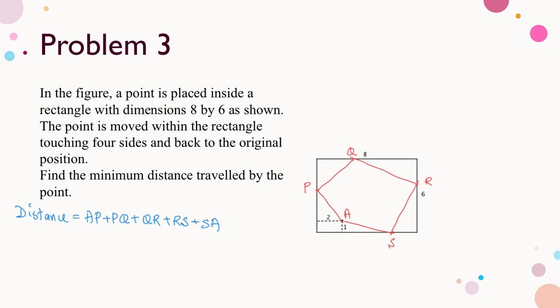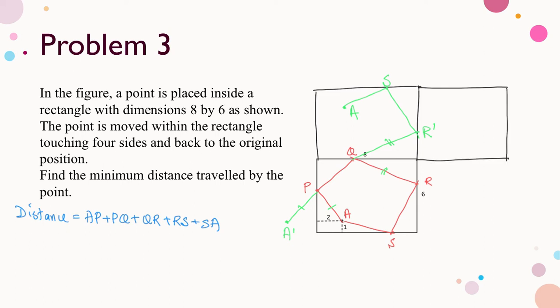The idea of the solution is similar to the previous 2. It just takes more reflections. First, reflect A to A prime. So AP equals A prime P, and A prime, P, and Q are in the same direction. For R, it is better to draw the rectangle to show the reflection clearly. Reflect R to R prime. Draw a further rectangle to show the next reflection. Reflect S to S prime. Back to A, reflect A to A double prime.